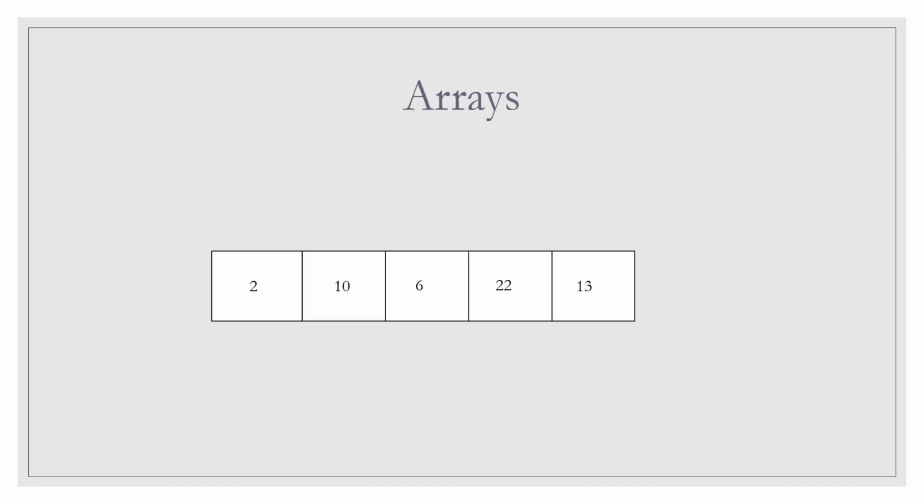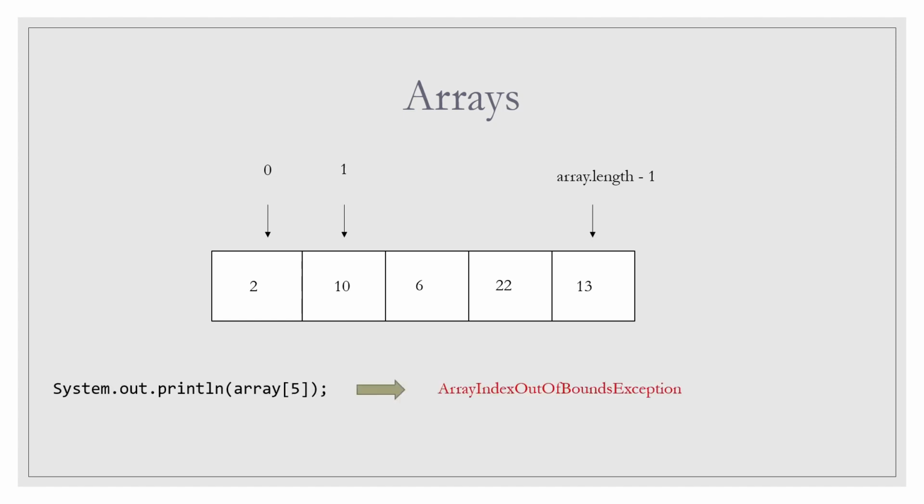Arrays are indexed and the first index starts from 0, so the index of the first element of the array is 0, and the index of the last element equals array length minus 1. If you try to access an element with a non-existing index, the ArrayIndexOutOfBoundsException will occur.